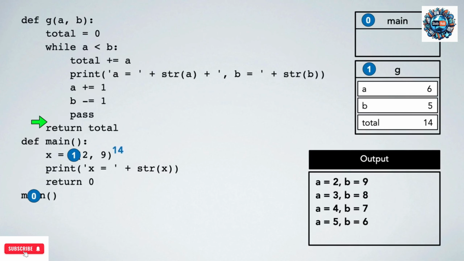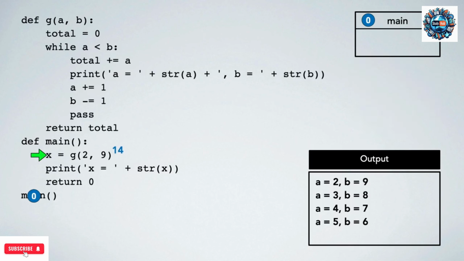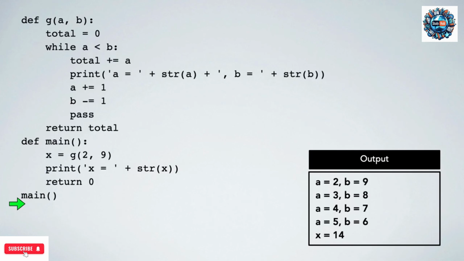So we will return the current value of total, 14, to call site location 1, assign that value to x, and continue executing statements in main. Print the value of x, and we've reached the end of main and the end of our program.